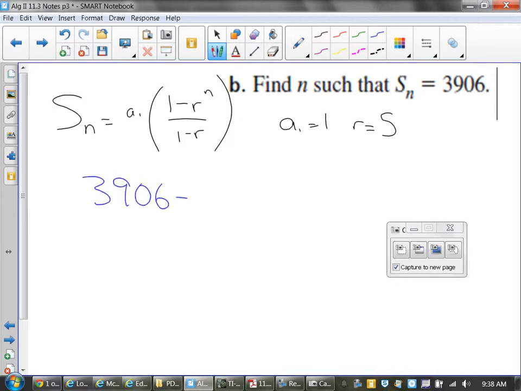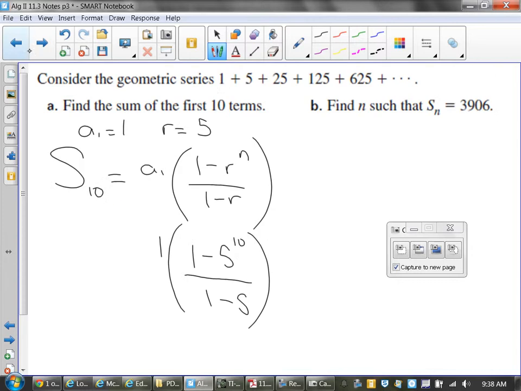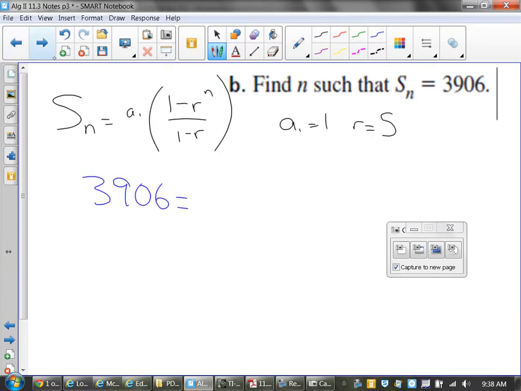Wait, how do you know a1 equals 1? It was from this problem. It's just part B of that, that's all. So I know it's got to equal 3906. I know the first term is 1. I know my rate is 5. n is my unknown. And to start piecemealing it together.